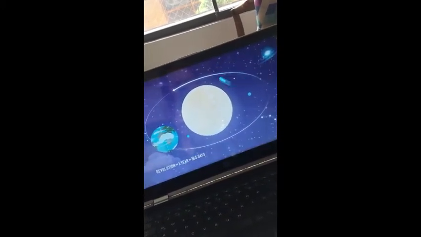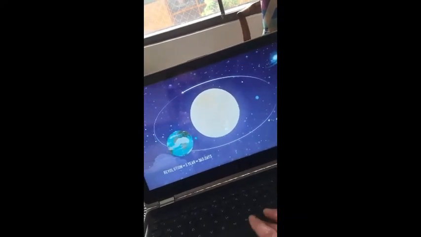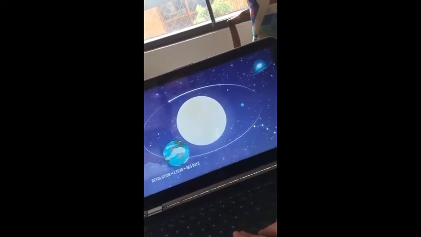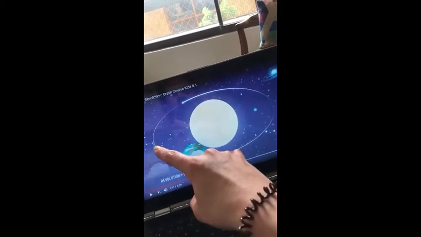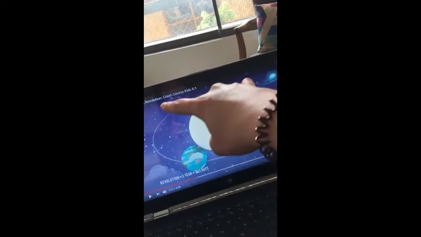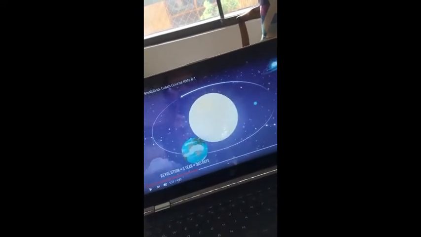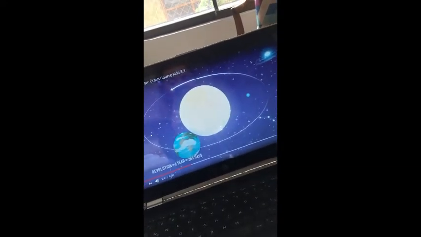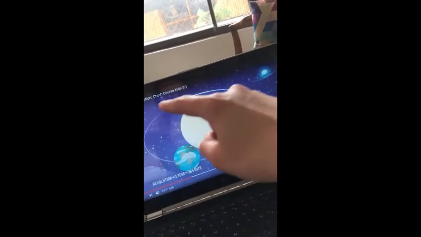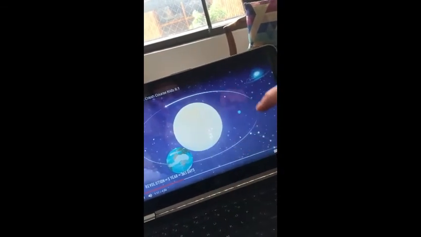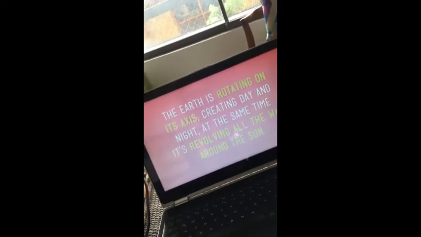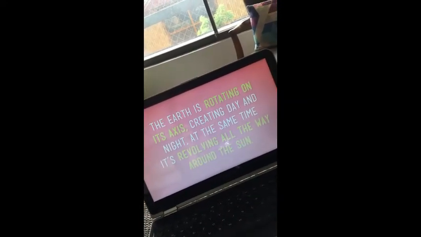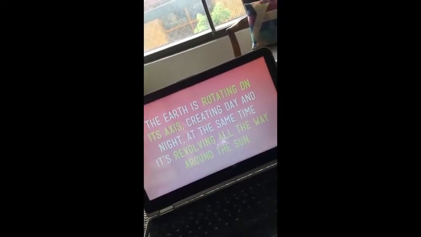One full orbit all the way around the sun is one revolution, and the Earth takes 365 days, or 1 year, to complete a revolution. So in 1 year, we are going all the way around the sun. It takes us 1 year to go around the sun. So have you got all of this so far? The Earth is rotating on its axis, creating day and night, and at the same time, it's revolving all the way around the sun.